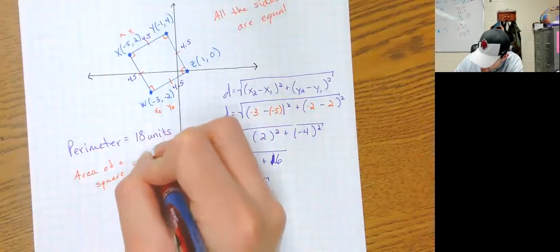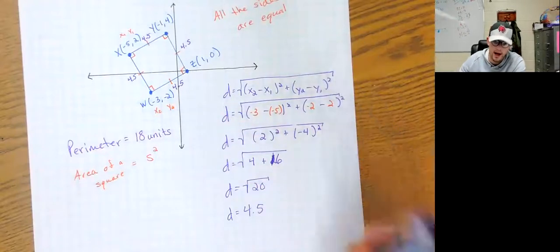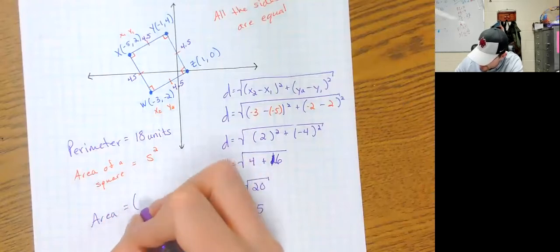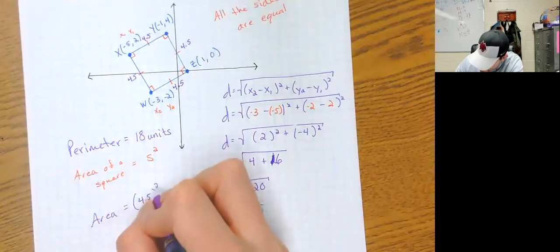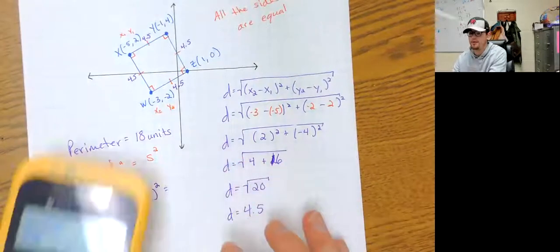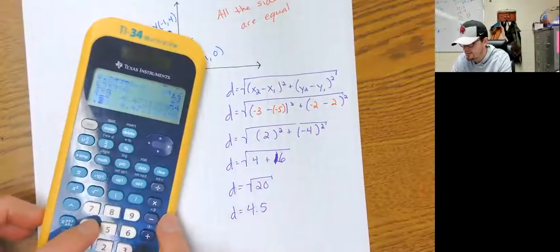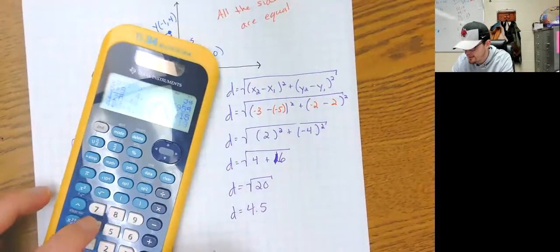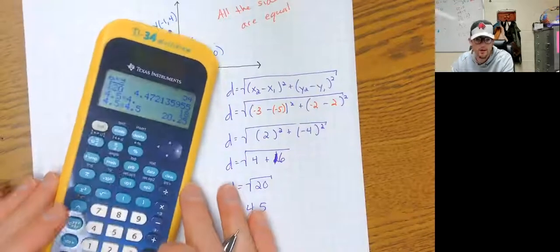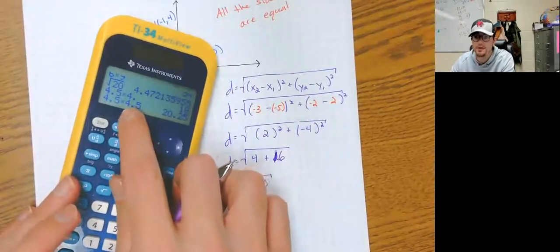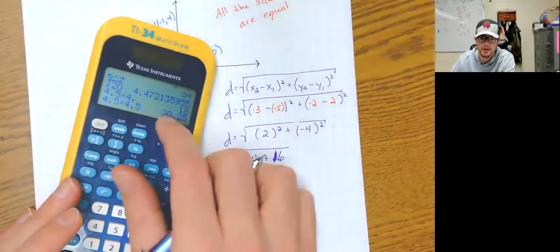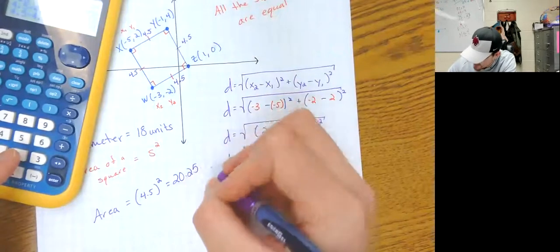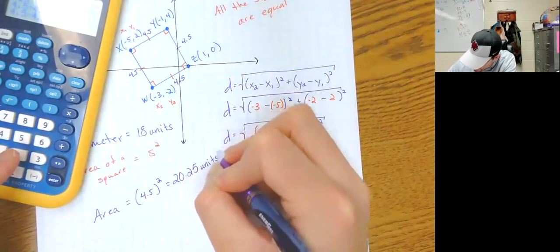Now, if I want to find the area of a square, so the area of a square is equal to s squared, where you take one side and you square it. So area equals 4.5 squared, which equals, so if I grab my trusty calculator, I do 4.5 times 4.5. So 4.5 times 4.5, which is 4.5 squared, that's what squaring is, then I get 20.25. 20.25 units squared.